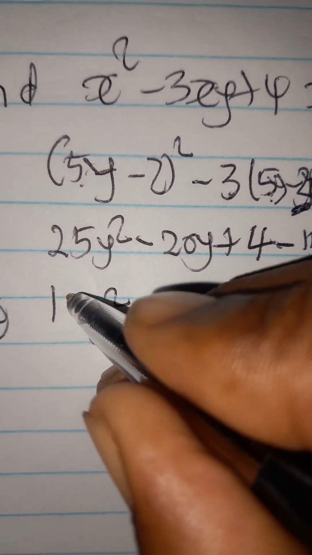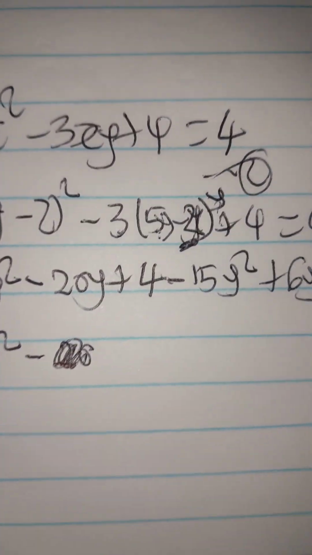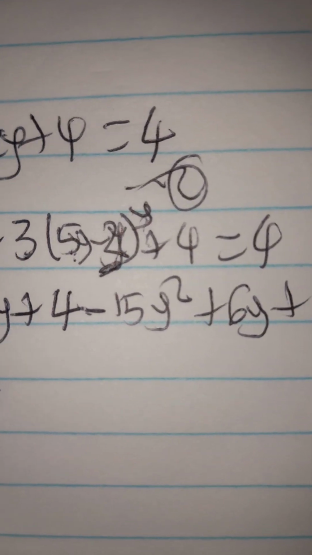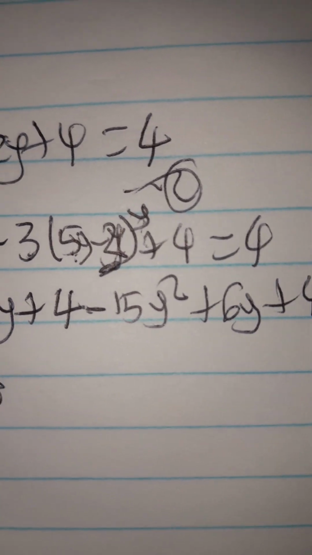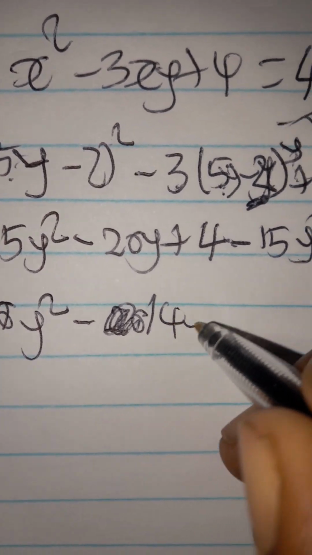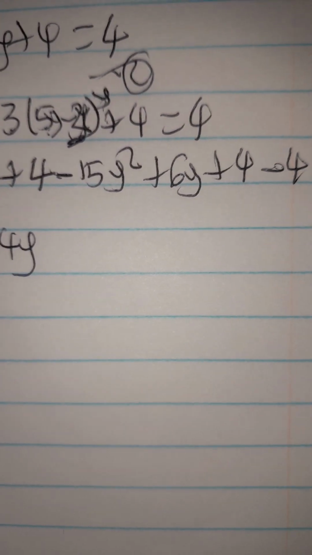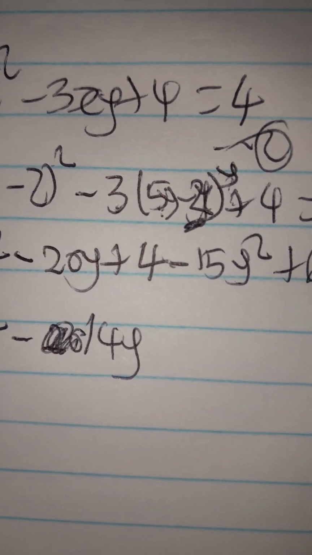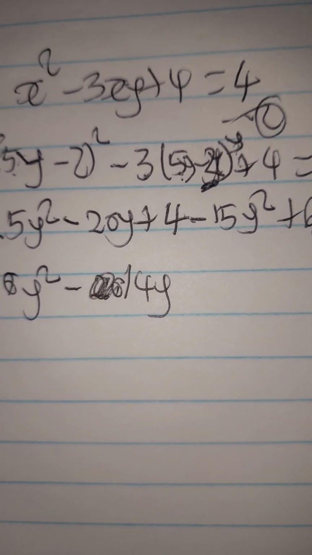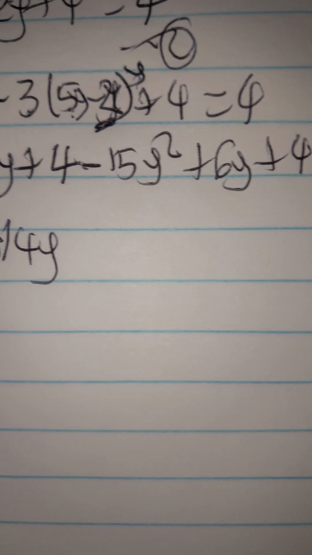So we already have negative 20y as well as 6y there. Negative 20y plus 6y, what is that? Negative 20 plus 6, that will be minus 14y. Okay, then we have 4. We have 4 plus 4 minus 4. Okay, we have 4, right, plus 4, which is 8, minus 4, that will be 4.